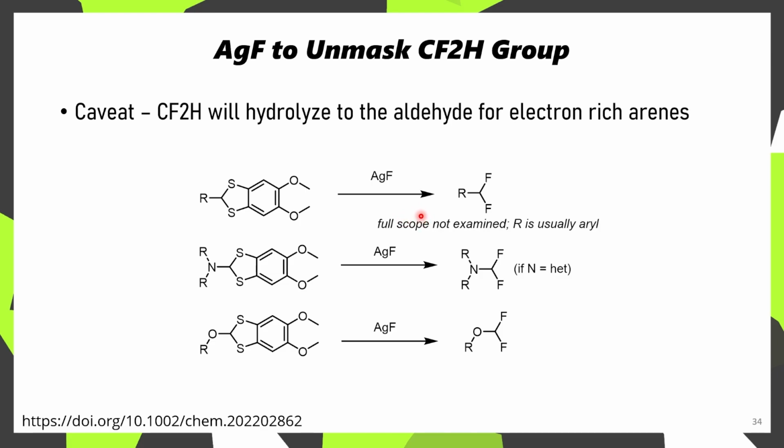The only caveat is that if you do this on a benzene substituted derivative, it may hydrolyze to the corresponding aldehyde if it's too electron rich, as I mentioned earlier. We didn't explore the full scope of different R groups, so this may not work if you don't have some relatively electron donating R group. But if you do this on nitrogen derivatives, you'll get the CF2. If it's too electron rich, it'll hydrolyze to the formamide, as you would expect. And if you do this on ethers, you'll get the corresponding OCF2H derivative, as I mentioned before.